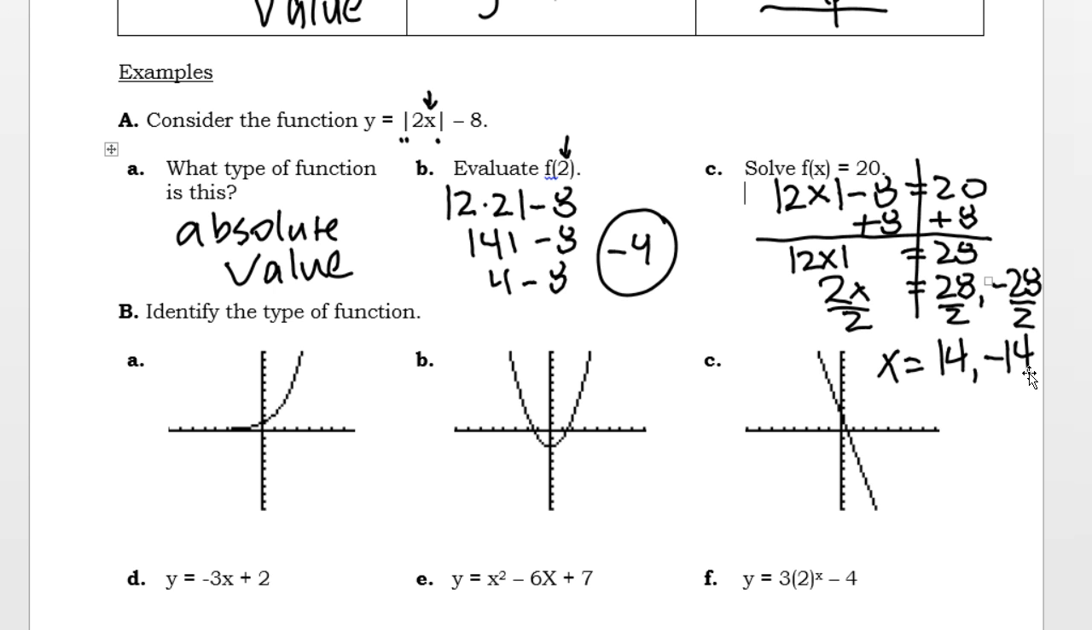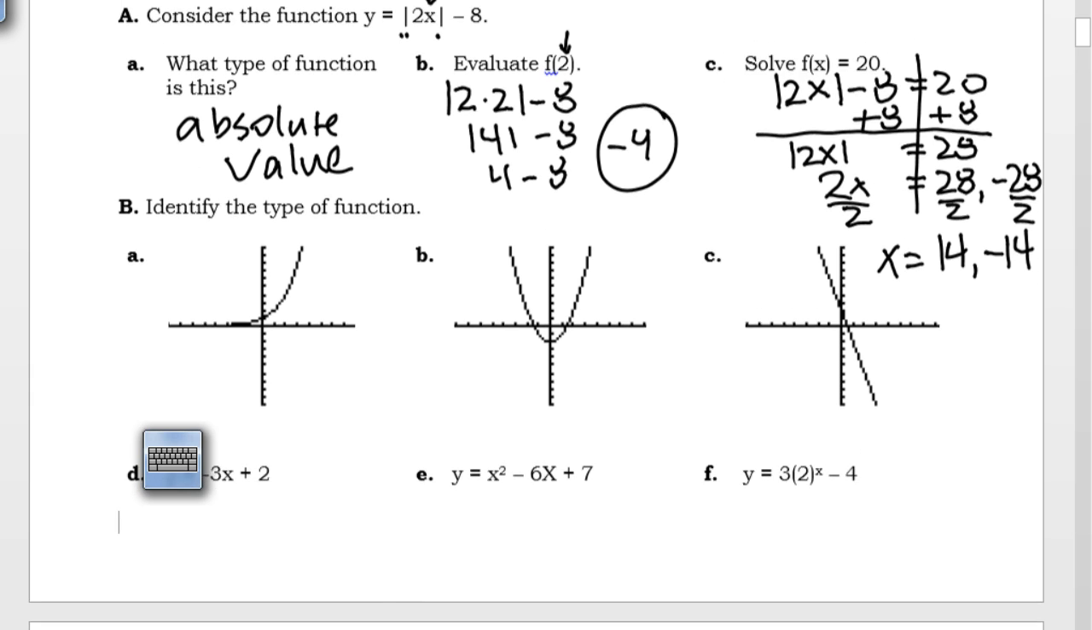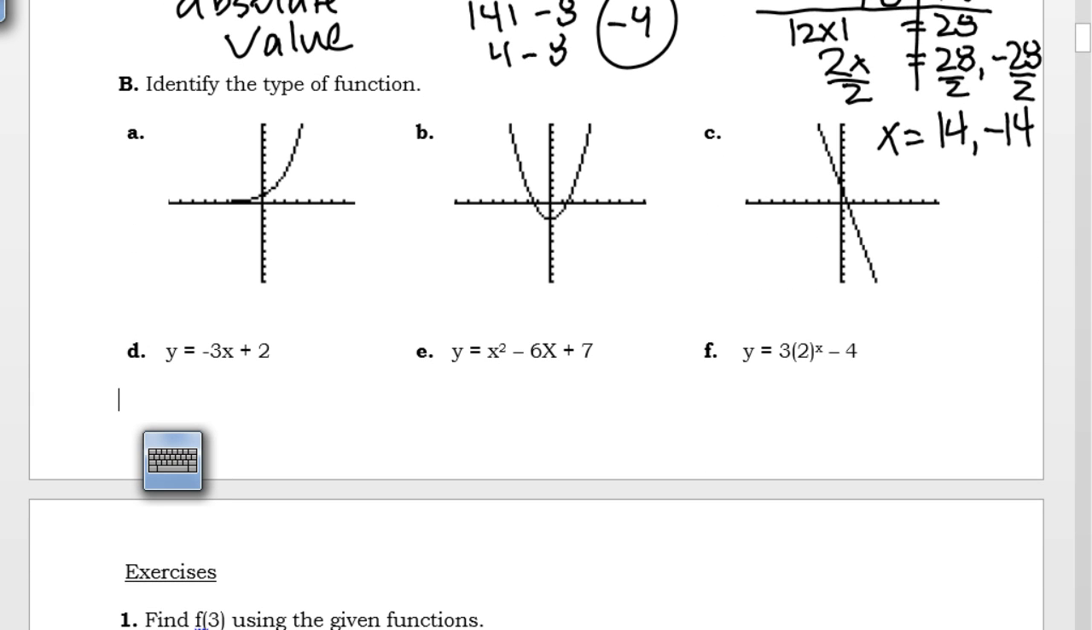Example B says identify the type of function. So we had 4 types of functions from above based on the graph or the equation. We should be able to tell what kind of function it is. So this is an exponential function. This is a quadratic function. And this is a linear function.